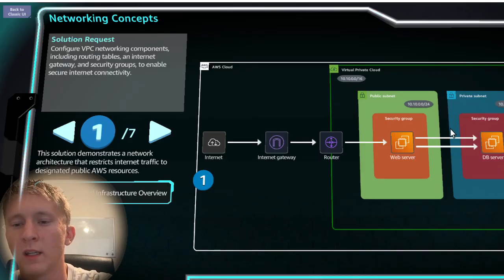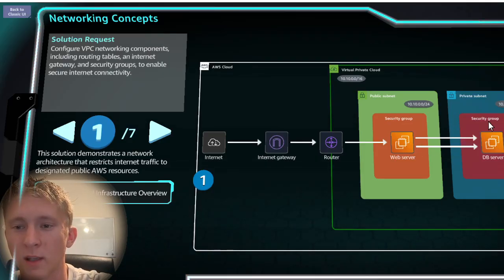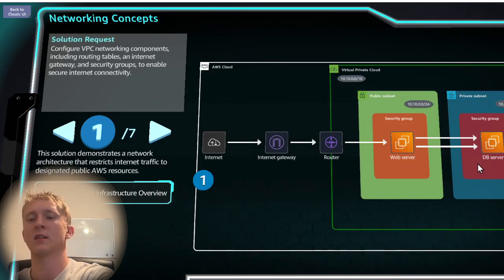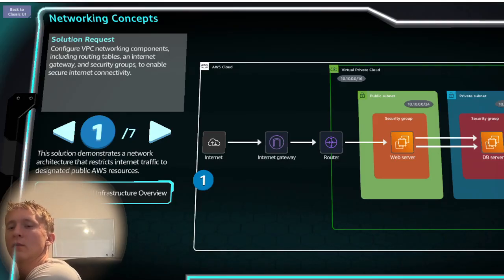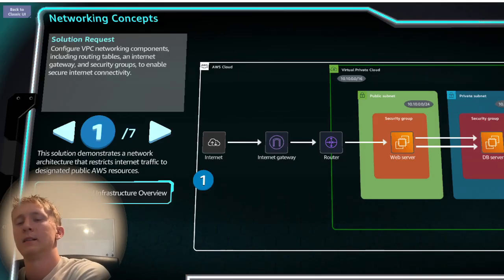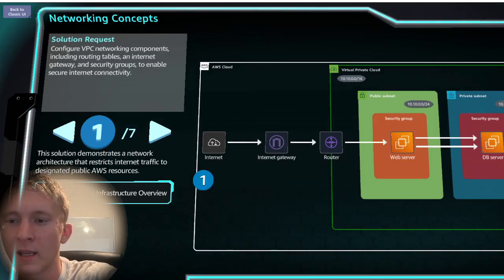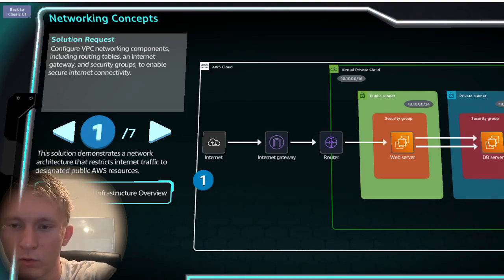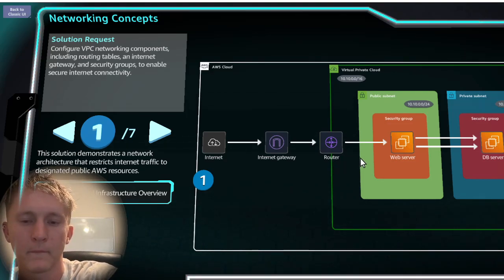Then that goes through a private subnet, through another security group, to another EC2 instance. In this case it happens to be a database server. And that subnet is 10.10.2.0/24. All right.